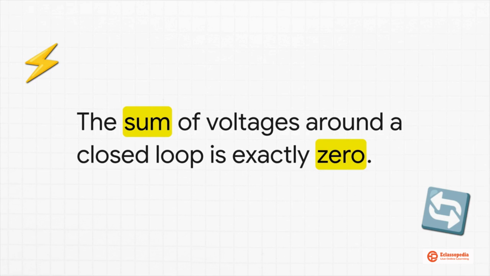Think of it kind of like a hiker walking a mountain trail. If you start at a specific base camp, hike up some crazy steep hills, drop down into some deep valleys, and eventually return to your exact starting base camp, your net change in elevation is perfectly 0.